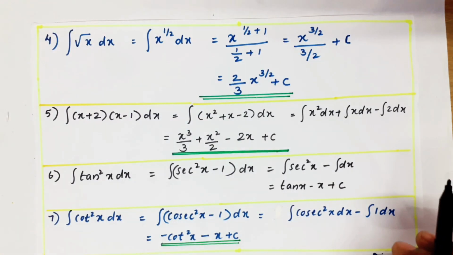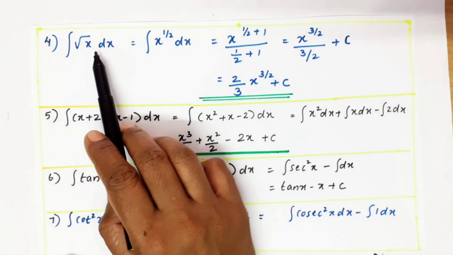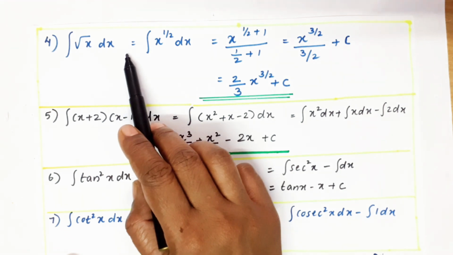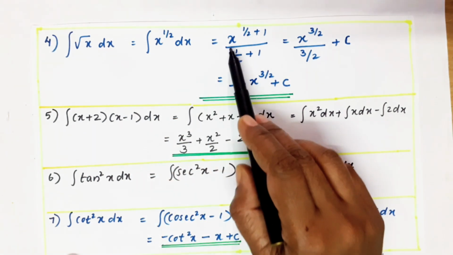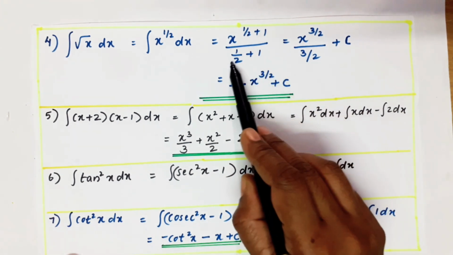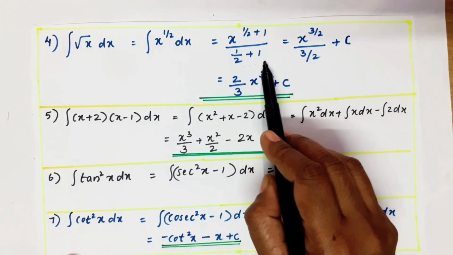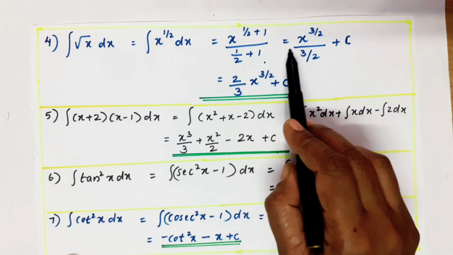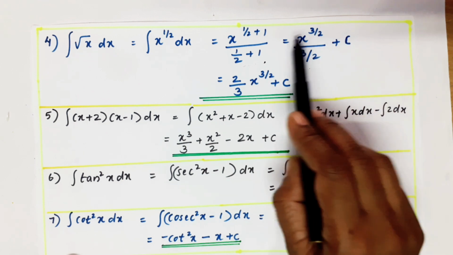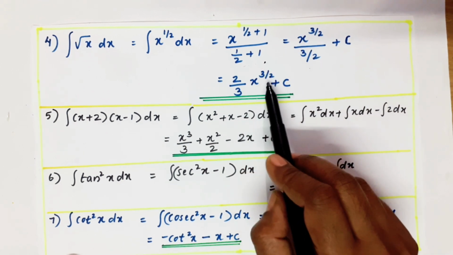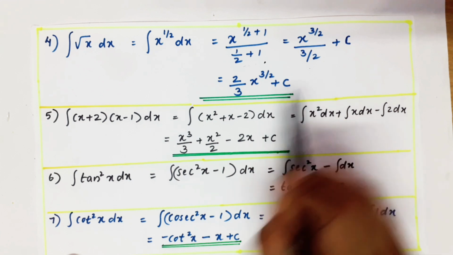Next. Integral of root x dx. That is integral of x power 1 by 2 dx. That is x power 1 by 2 plus 1 by 1 by 2 plus 1. That is x power 3 by 2 by 3 by 2 plus c. This 2 goes up. 2 by 3 x power 3 by 2 plus c.